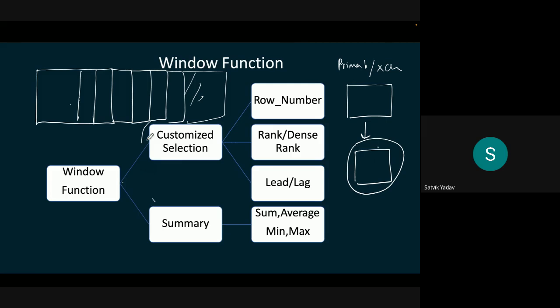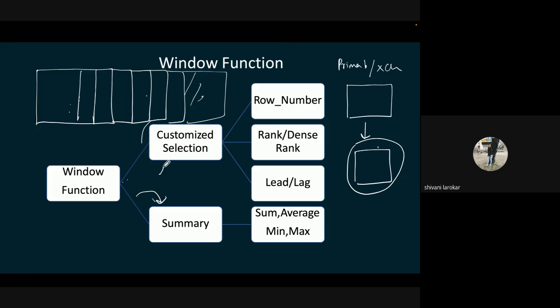Basically, aggregation questions will go in summary type of questions, and questions where you just have to filter out a few columns, add a few columns, right? They are considered under the customized selection. Agreed?